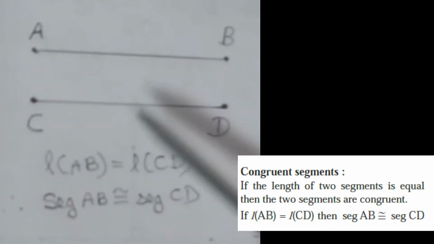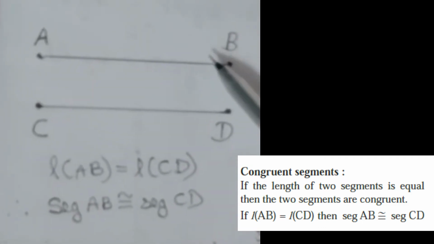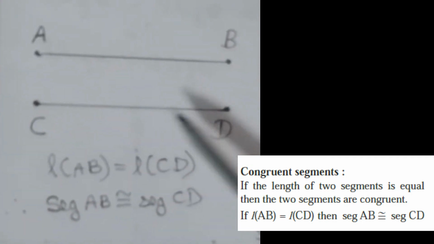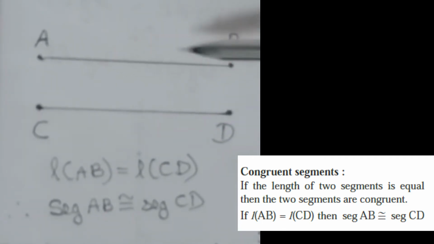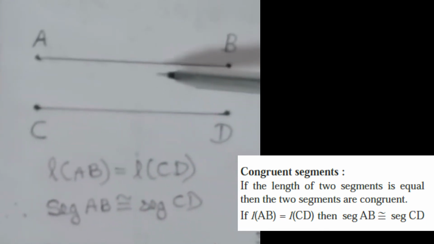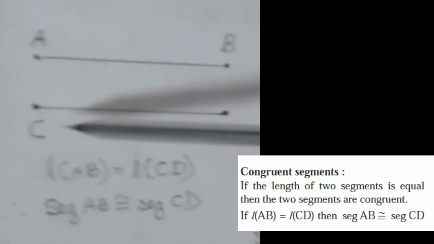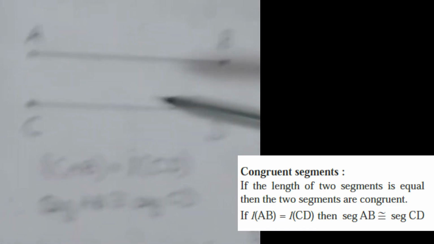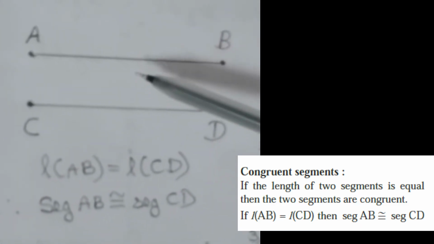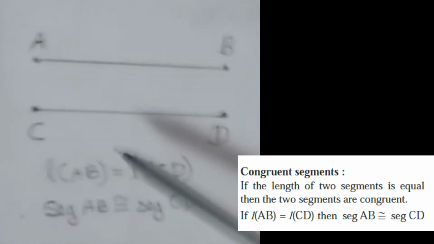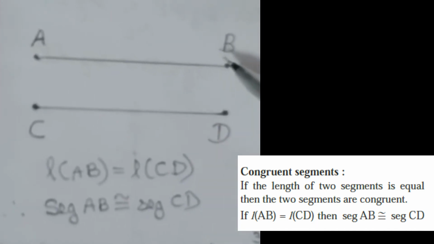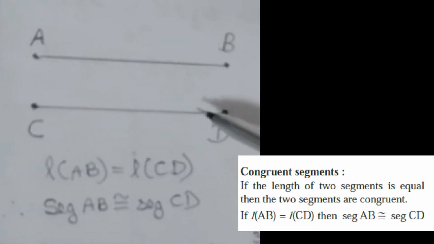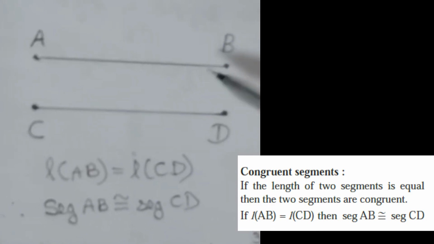Here there are two segments, segment AB and segment CD. Now see the length of these two segments. Length of segment AB is equal to, suppose this length is 5 centimeter and length of segment CD is also 5 centimeter. This means the length of segment AB is equal to length of segment CD. Means they both have same length.